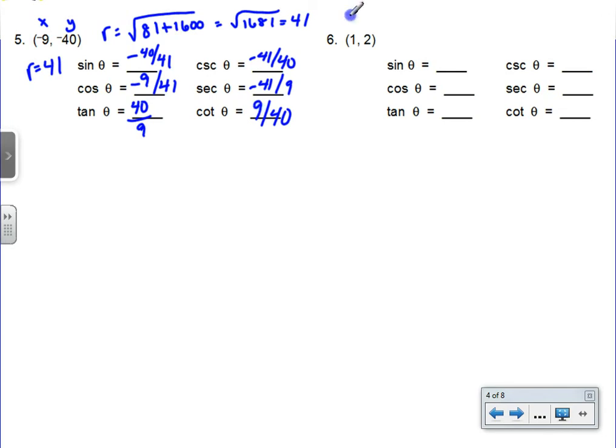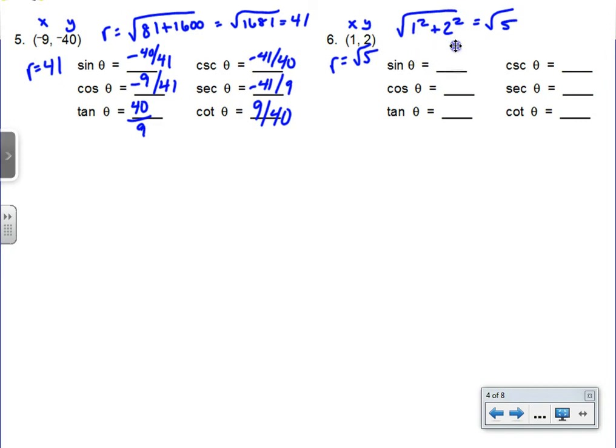Okay, number 6, we've got an x, we've got a y. I need someone to calculate r for me, and this time it's a radical, so I'm a little depressed, but that's okay. Square root of 5. So my radius, my r, is the square root of 5. Now a little bit of a bummer, we're still going to have to rationalize, but we're not going to have the reduction issues that we had in the last problem, or 2 problems ago.